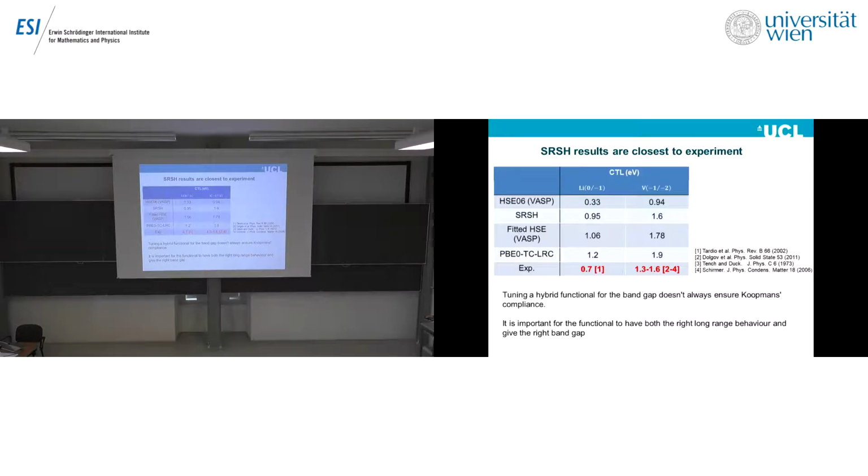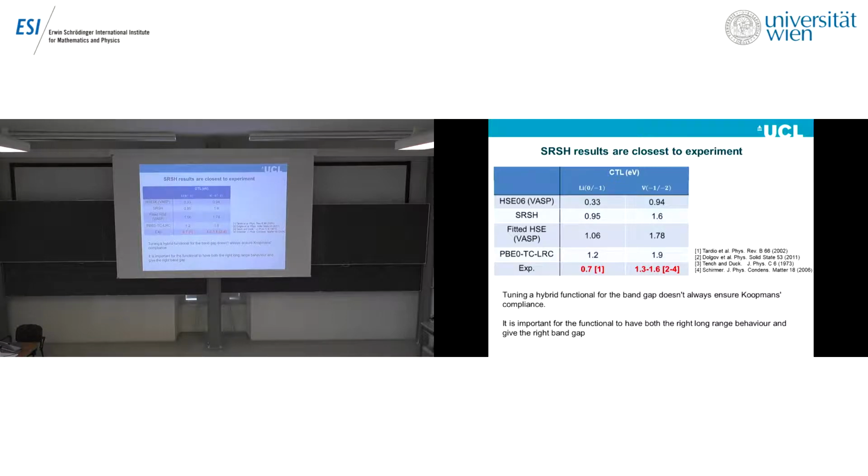So what you see is, if you use just a normal HSE in VASP, you predict a trapping energy for the lithium-zero center of about 0.3 volts. The experimental value is 0.7. The range-separated hybrid gives about 0.9. If you fit HSE to reproduce the band gap, you overshoot and you get 1.1. And with PBE0 truncated, you get 1.2. So again, what we are seeing is that if we do this for the V- center, which is a hole localized near a cation vacancy, we see similar stories.